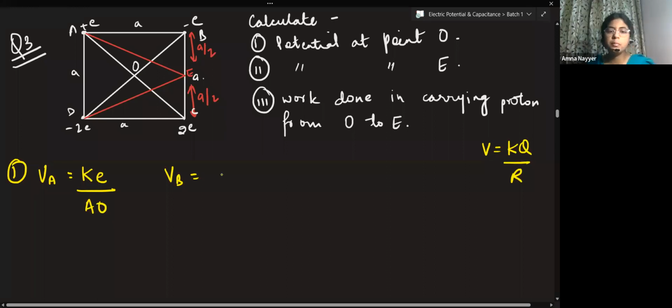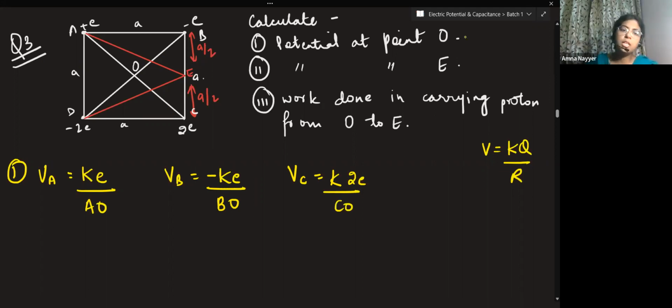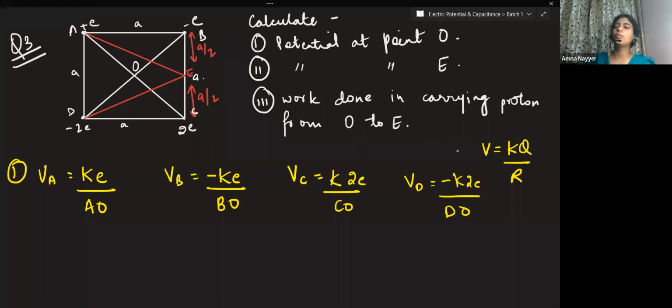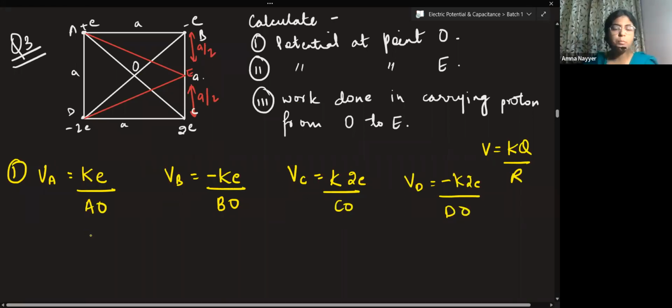VB at this point means minus KE divided by BO. For point C, VC is plus 2E, so K, now the charge is 2E, separation CO. Then potential at point O because of D is minus K2E by D. These are the four potentials. Now see AO, BO, CO. Let's see what these are equal to.